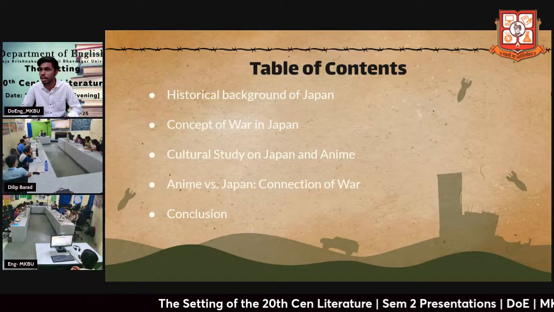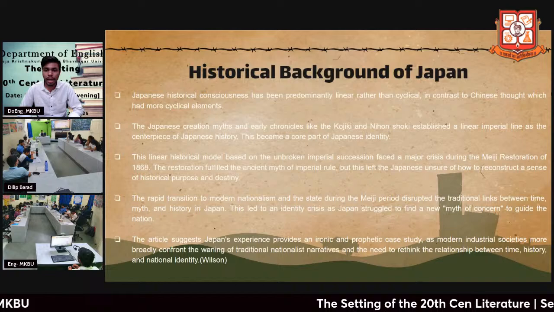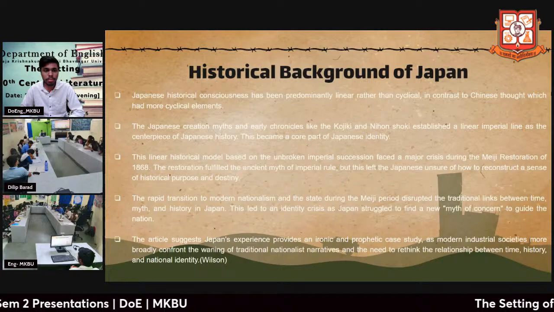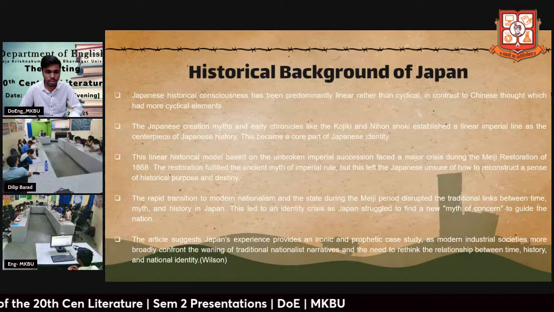So first, let me jump into the historical background. Japanese historical consciousness has been predominantly linear rather than cyclical, in contrast to Chinese thought, which had more cyclical elements. Japanese creation myths in early chronicles like the Kojiki and Nihonshoki established a linear imperial line as the central piece of Japanese history. This became a core part of Japanese identity.